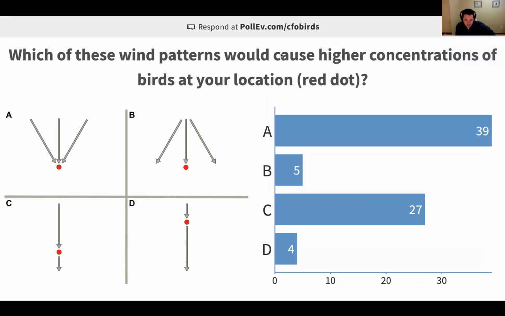Here's how we see it. A and C are currently in the lead. The correct answers are A and C. Both of these are types of convergence, as we would call it in meteorological terms. The upper one is what we would call directional convergence, because the directions are all sort of coming together to lead to that one point. In C, that is actually speed convergence.